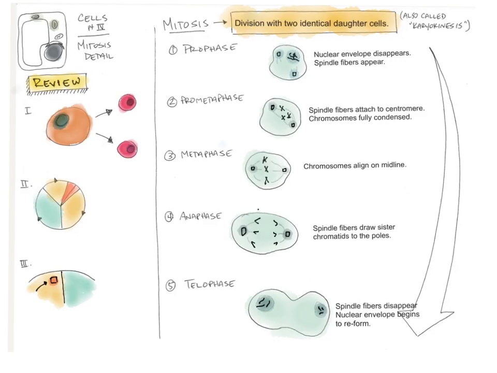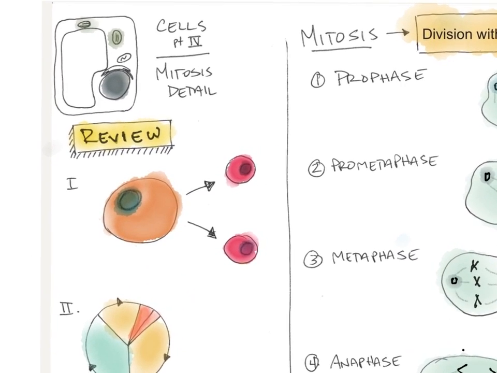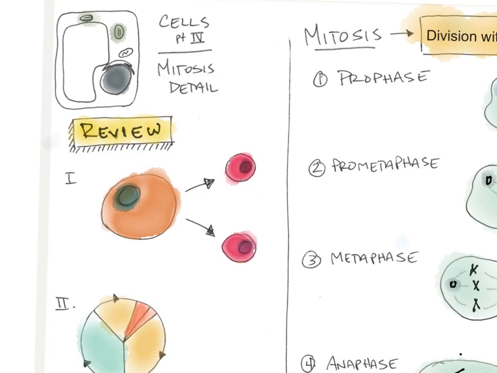Hey everyone, we're going to look at part 4 of our cells unit. We are going to focus today on the mitosis detail, and I've got a plant cell drawn this morning, and I know that it's a plant cell because it has a cell wall around the outside, right?